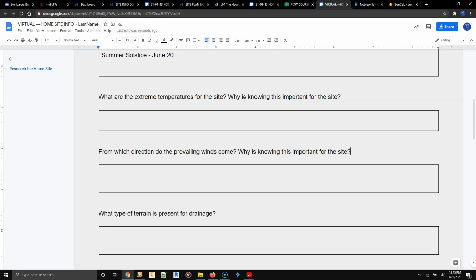And then for the prevailing winds, again, you could use that for passive cooling. And in the wintertime, how do you prevent the winds from being a problem, keeping the home warm and that sort of thing. So tell me why you think that understanding those is important.